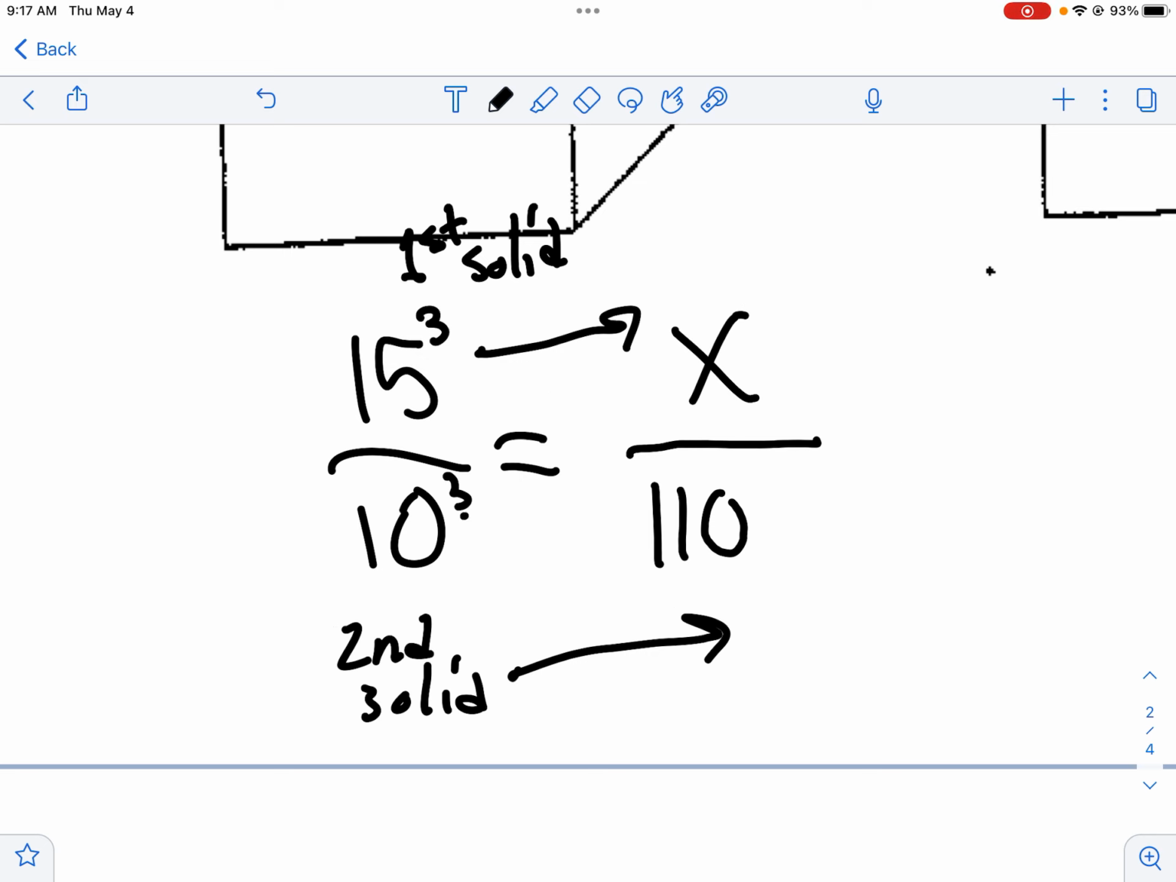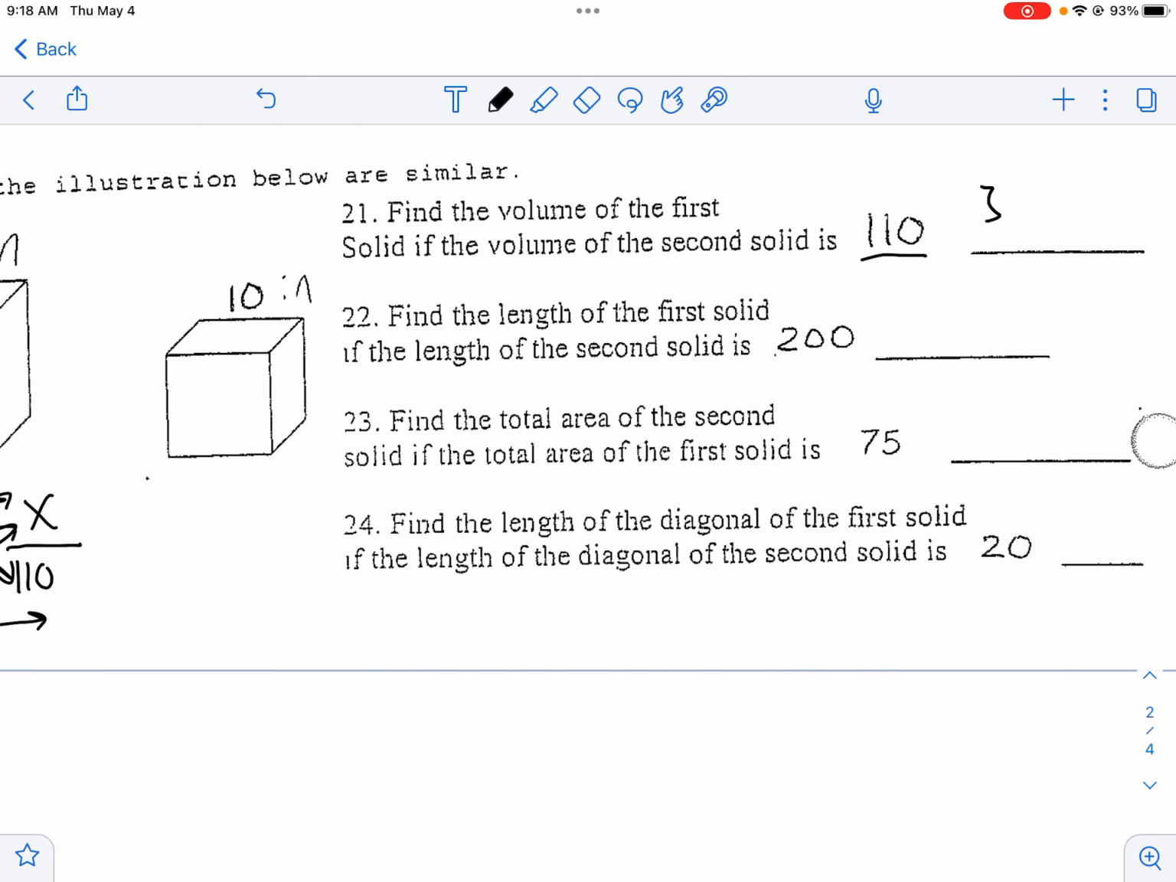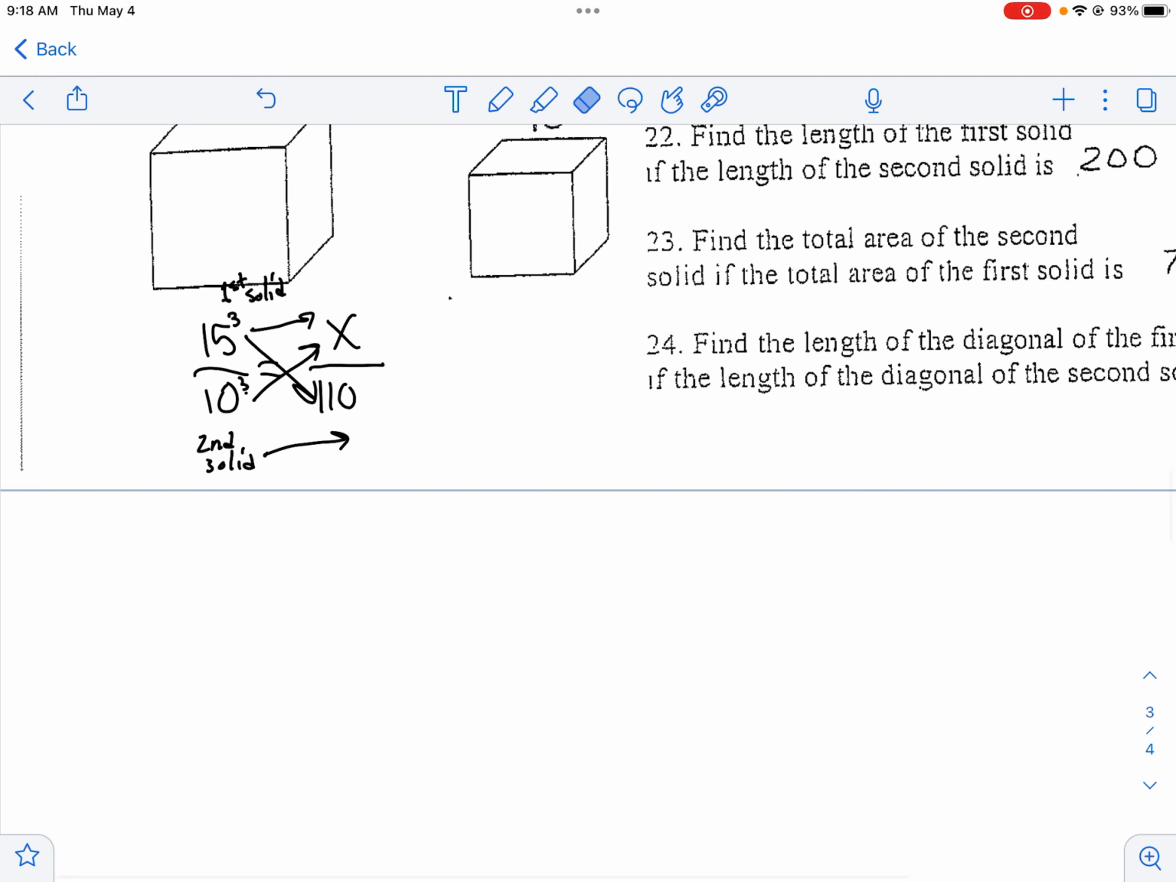Okay, so you can cross multiply. 15 cubed times 110 divided by 10 cubed is 371.25 inches cubed.